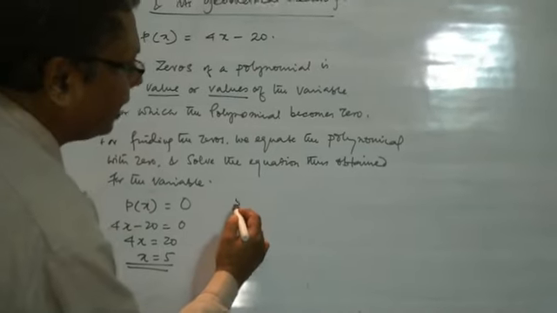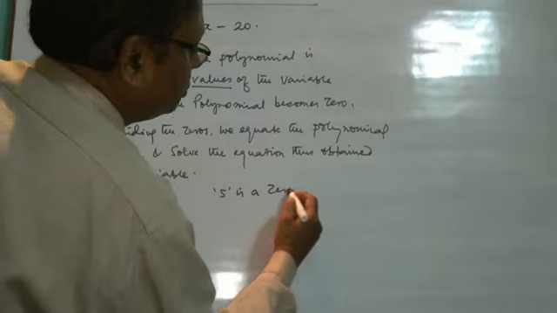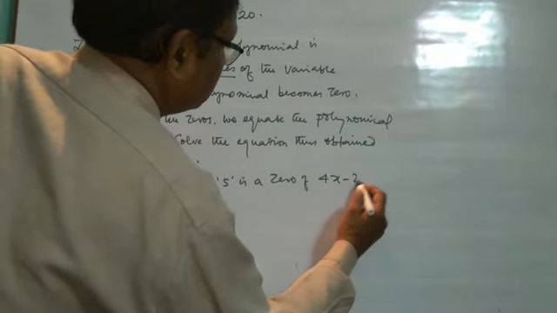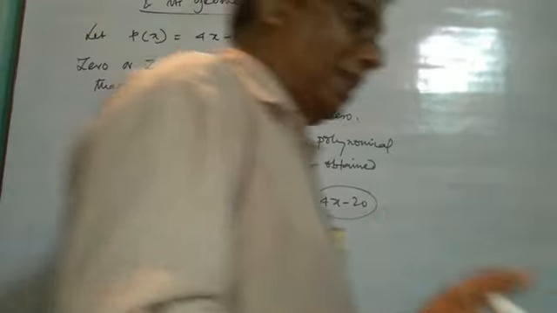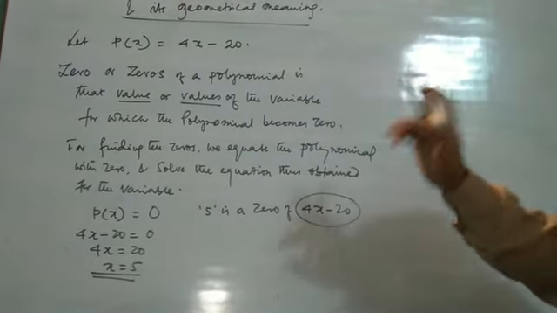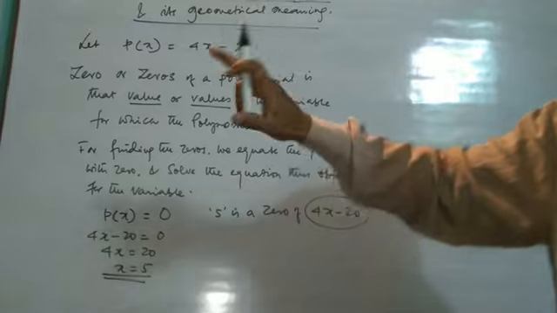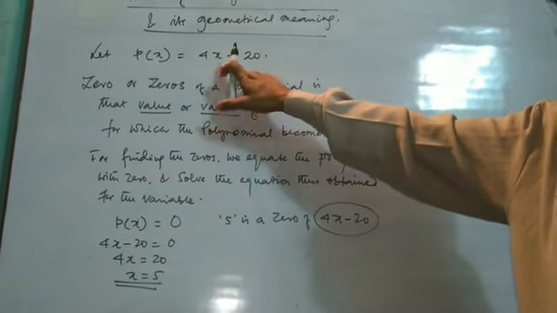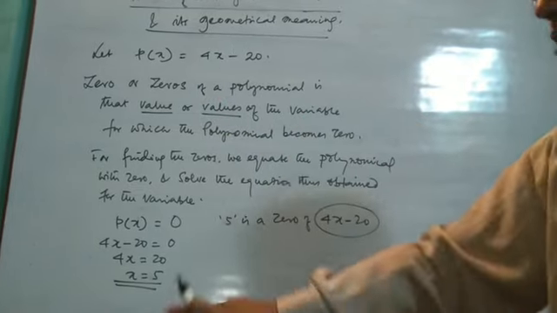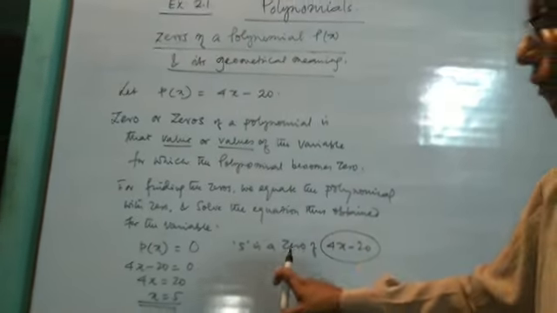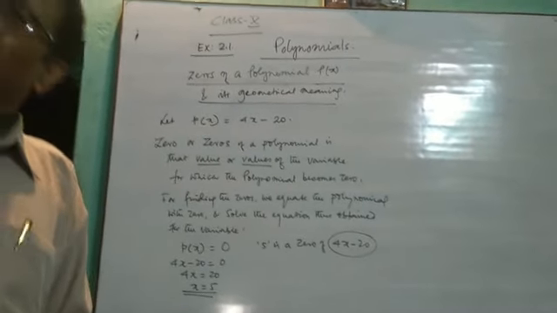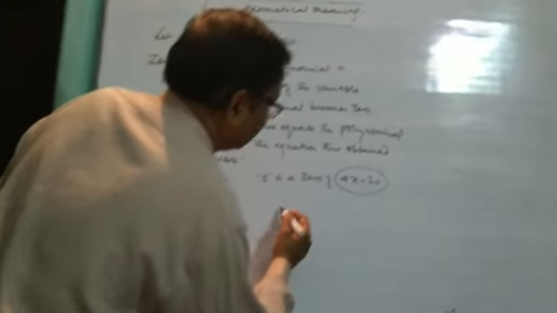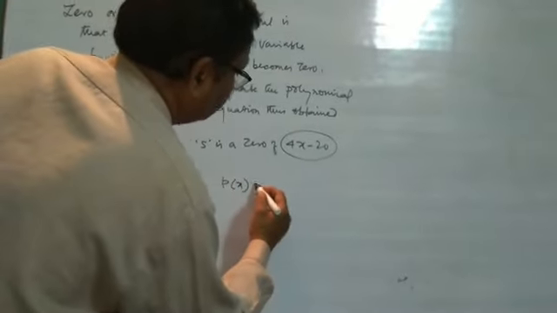So 5 is a zero of 4x minus 20. Remember, a polynomial can have more than one zero, and the number of zeros depends on the degree of the polynomial. It is a first degree polynomial, so the maximum number of zeros that this polynomial can have is 1, and that zero is 5. In case of a second degree polynomial, the maximum number of zeros that it can have is 2.